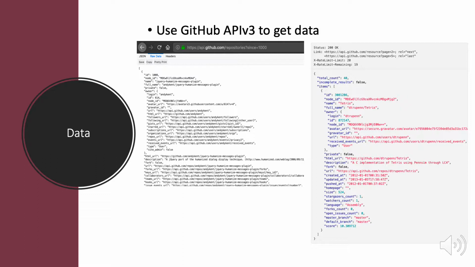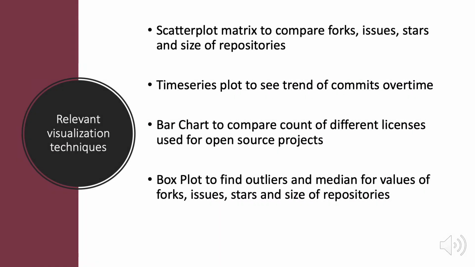Since GitHub has a rate limit for APIs, I could not build a live visualization, so I wrote a Python script which would fetch the data and store it to a local JSON file. This file is used by the web application to produce the visualization. Some of the relevant visualization techniques are scatterplot, boxplot, bar chart, etc., which I have used for this project.